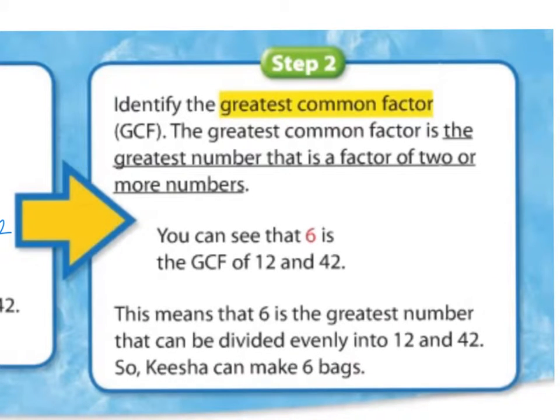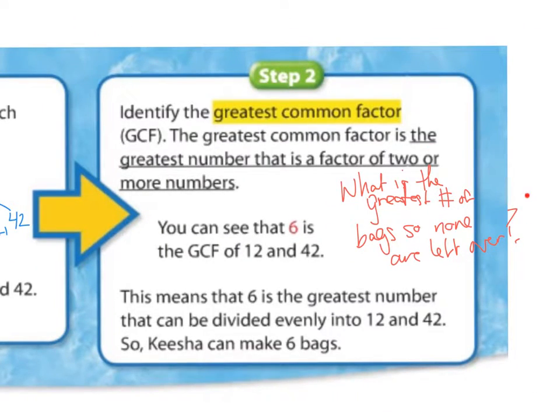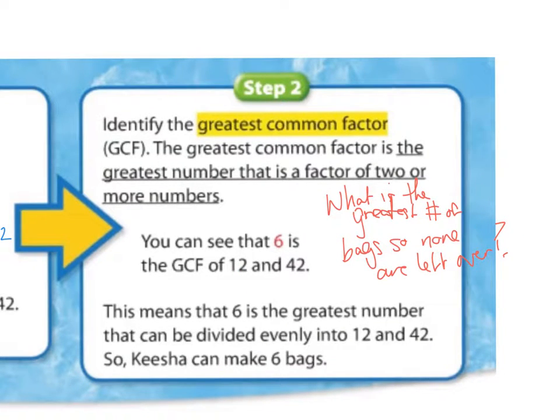So greatest common factor is our vocab word for today, and the vocab notes will be right after this. But the greatest common factor is the greatest number that is a factor of 2 or more numbers. So 6 is the greatest common factor of 12 and 42. So answering our question before, which was what is the greatest number of bags so none are left over, well, Keisha can make 6 bags. So there would be 2 glue bottles and 42 sticks.